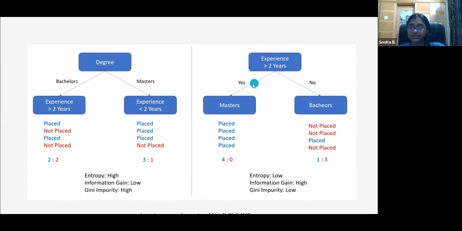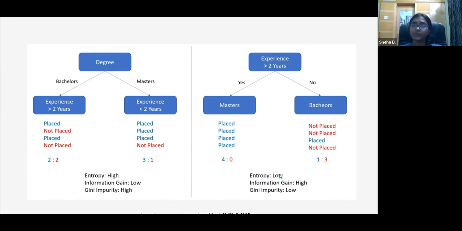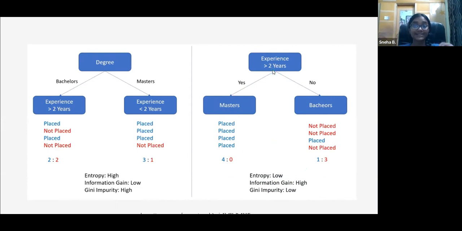Rather, if we put experience first, we see that there may have been a lot of randomness here. But when it has been split in this manner, the entropy is low. It's not as random over here. It's not as random over here. So the entropy is low. And because the entropy is low, you're getting to learn a lot about the data. You're understanding that, okay, if their experience is greater than 2 years and they've done their masters, then all of them have been placed. So you're learning a lot about the data and you're finding definitive ways to split the data. So that is why information gain should be high whenever your entropy is low. You're trying to minimize your entropy and maximize your information gain. That is the difference in the entropy.